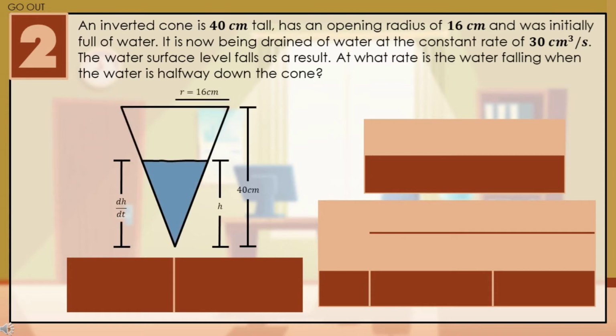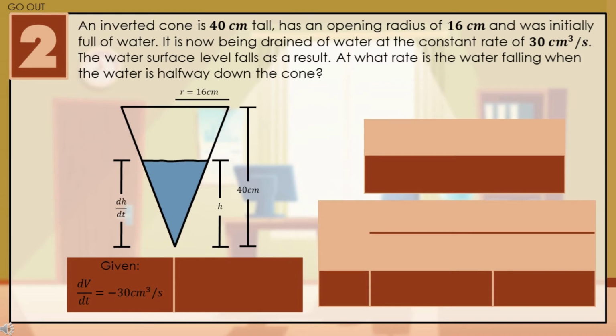By drawing the problem, we can visualize the situation as well as put the given values accordingly. The height of the cone is 40 centimeters and it has an opening radius of 16 centimeters. We are also given the rate of the draining water in the cone with respect to time, which is negative 30 cubic centimeters per second.